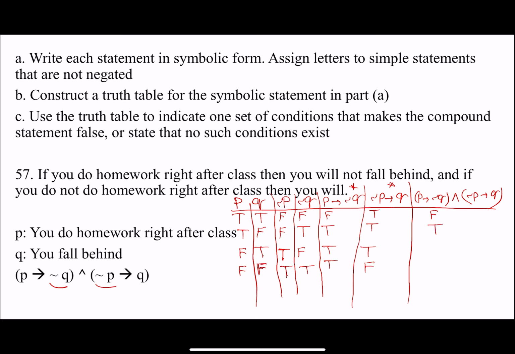Look at the third one. If P then not Q is true. If not P then Q is also true. Both are true, you get a true value. Look at the last one. We said that both must be true. One is false, you get a false value.